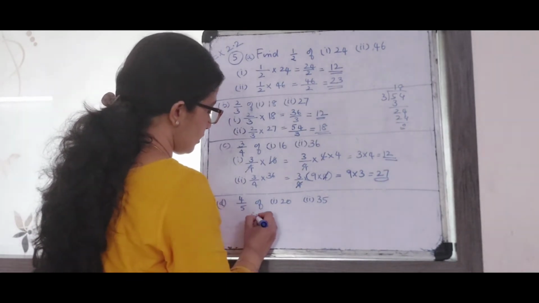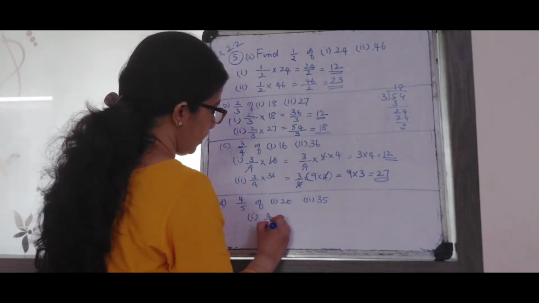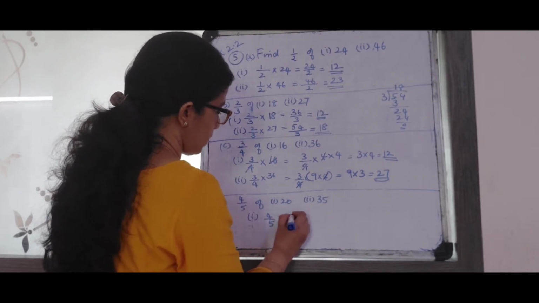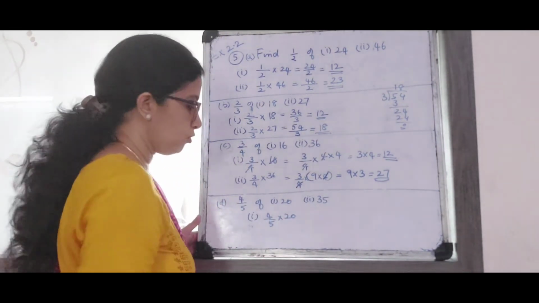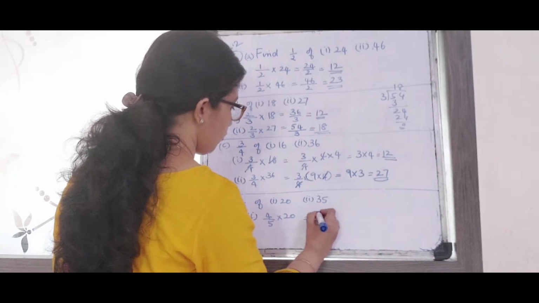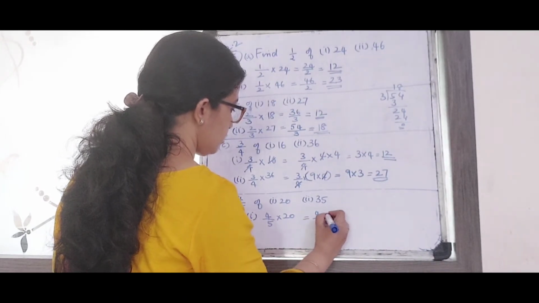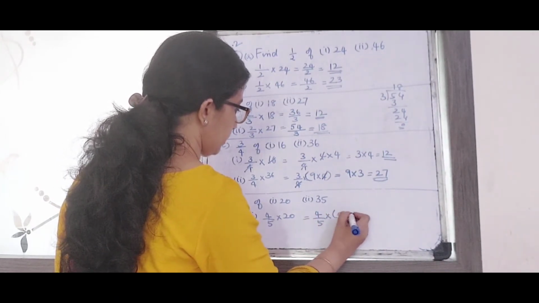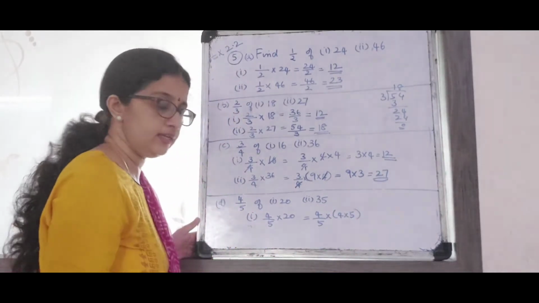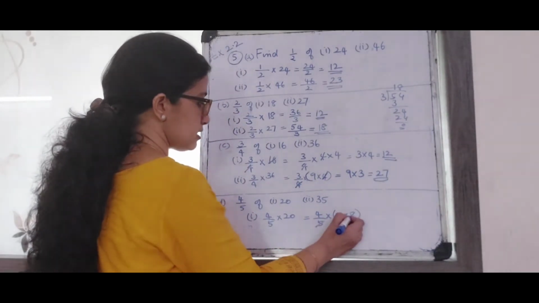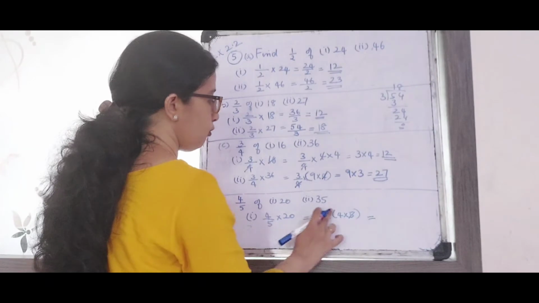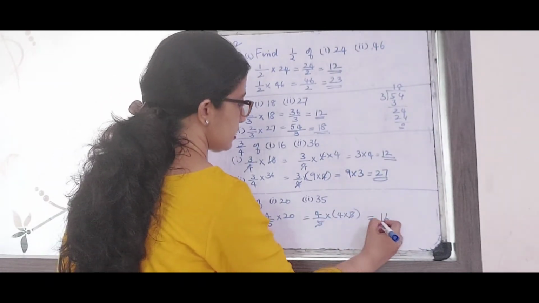First one is 4 by 5 into 20. How do we do this? It is equal to 4 by 5 into 4 into 5, right? 4 5s are 20, right? So cancel this 5 and this 5. So you will get 4 into 4, which is equal to 16.